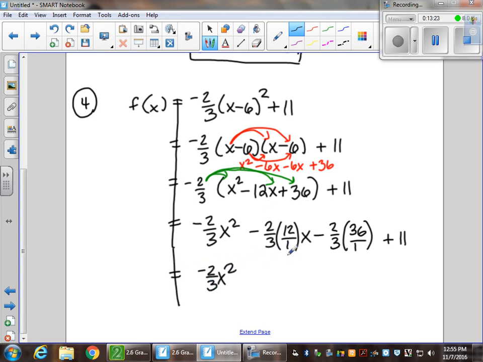Let's work on multiplying fractions. I know that with multiplying fractions, I can just multiply straight across, but it might be nice to see if there's something we could simplify first. 3 goes into itself once, and into 12 4 times. Come over here. 3 goes into itself once, and into 36 12 times. So now when I actually go to do my multiplication straight across, this becomes a lot nicer. Negative 2 times 4 is a negative 8. 1 times 1 is just 1, so I don't need that. So negative 8x.